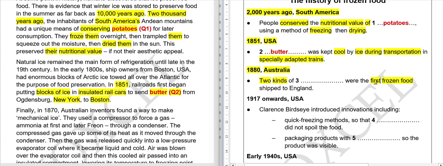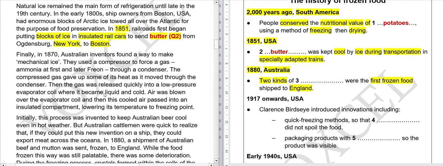But the first frozen food shipped to England. So from outside, we imported something to England. Okay, so we have to find what two kinds of something, like there should be a particular thing of which two different kinds were imported or shipped to England. Let's see, 1880 Australia. Finally, in 1870, Australian inventors found a way to make mechanical ice. So let me just mark it.